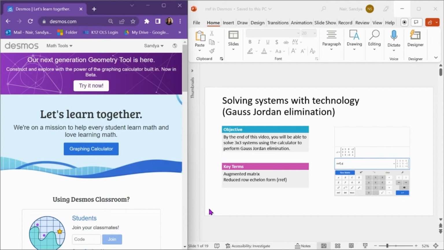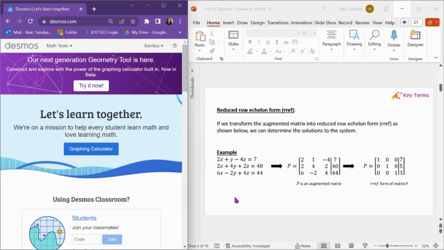So in this video, we're going to talk about how to solve 3 by 3 systems using Desmos to perform Gauss-Jordan elimination. What we're going to be doing is taking our augmented matrix and transforming it into reduced row echelon form, which is abbreviated RREF. Notice that this is different than the row echelon form that we were talking about in the previous lesson. So here's an example of a matrix in reduced row echelon form.